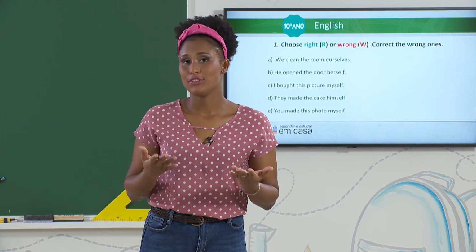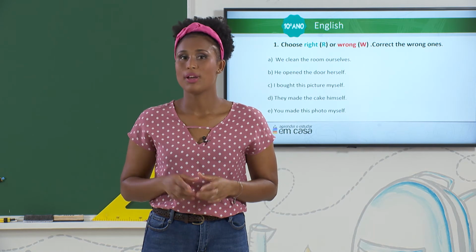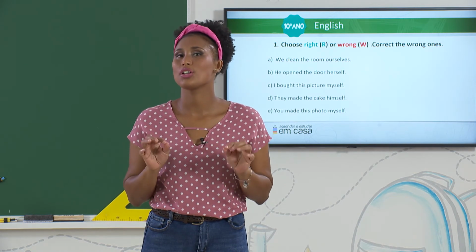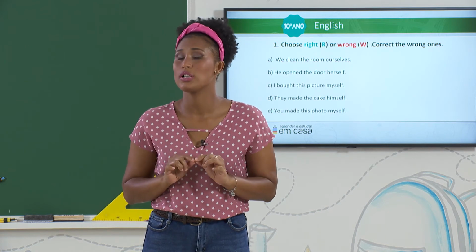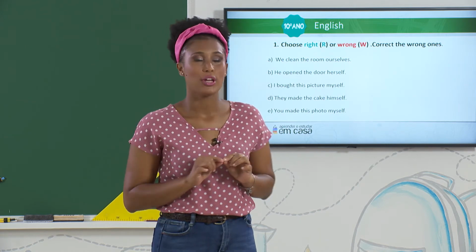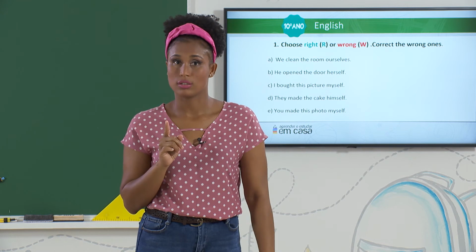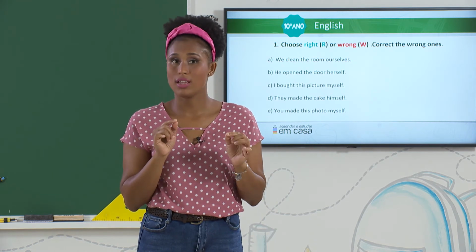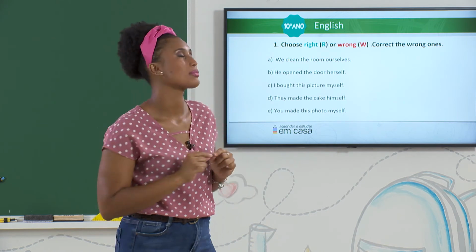Well, after the explanation, it's obvious that we are going to practice, right? I have here such a good exercise for you, very suitable, just to check if you understood what we are learning today. For the first exercise, you have to choose right with an R or wrong with a W, and you have to correct the wrong ones. Pay attention. Here we have some sentences, they are not correct. So pay attention and then you will correct them.